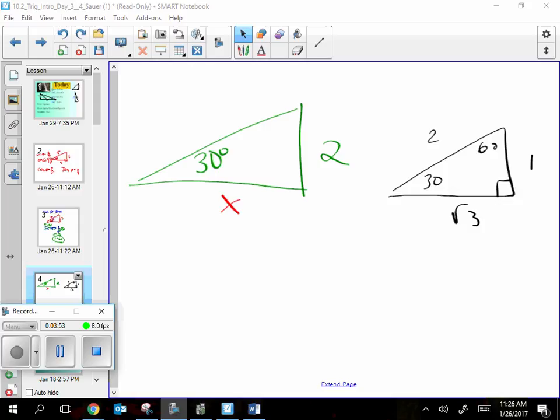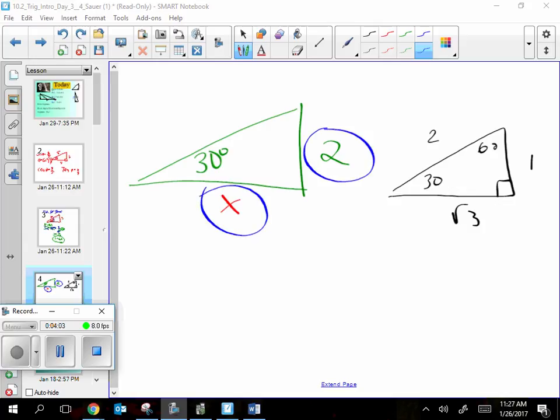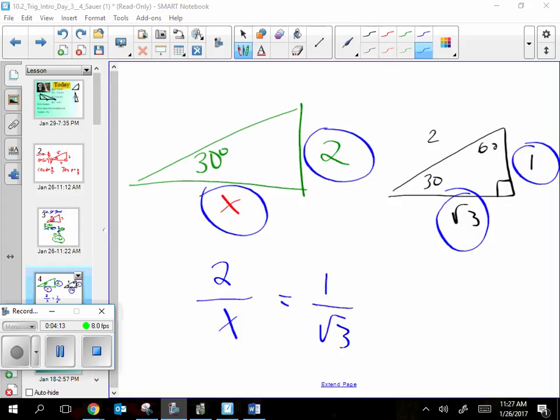Okay. So what you should have done is, I personally like to set up a proportion. I think this is the easy way to do it. 2 is to x as 1 is to root 3. And then cross multiply. 2 root 3 is equal to x. Raise your hand if you had that one right. Okay, good. That's an exact answer, because if you'd used the square root of 3 on your calculator, it would be this long decimal. You'd have to round it.